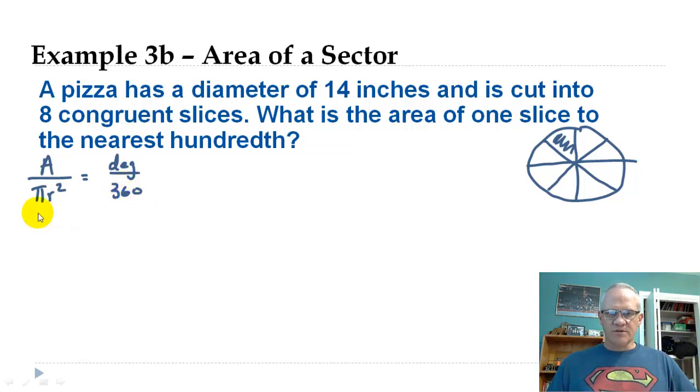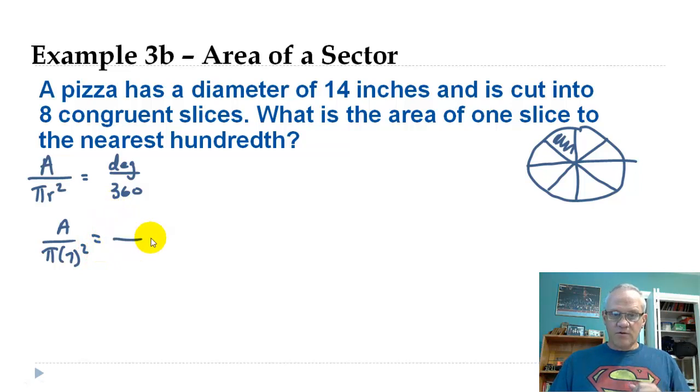First of all, let's start with this over here. We need to find the radius. Well, it tells us that the diameter is 14 inches. Remember, the diameter is all the way across, so half of that would be the radius. So now we've got area over pi times 7 squared.